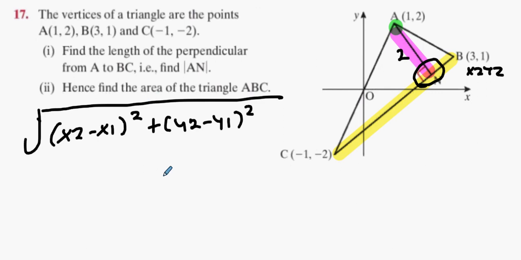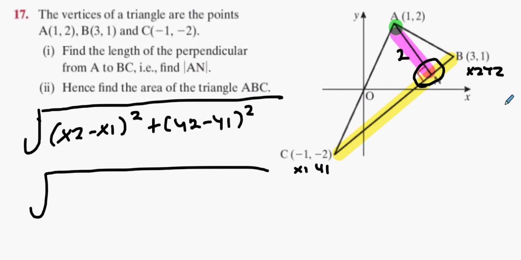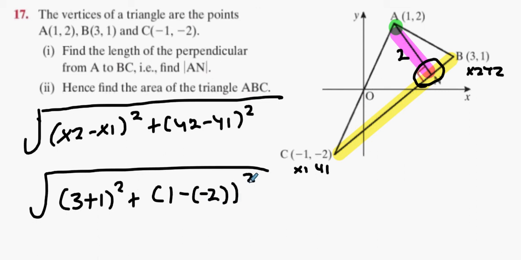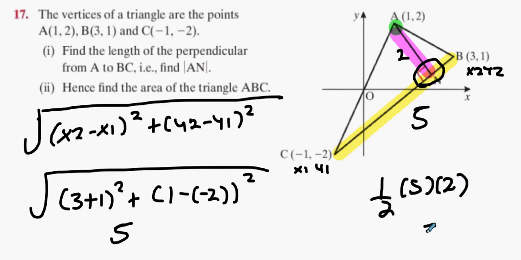So here's what we're going to do instead. Do the length formula. So we're going to do x1, y1, x2, y2. So it's going to be 3 minus 1, and then the other one's going to be 1 minus 2, squared. Then we get a length of 5 for the yellow line. And then it's a half times 5 times 2, which is equal to an area of 5. All good? Alright.